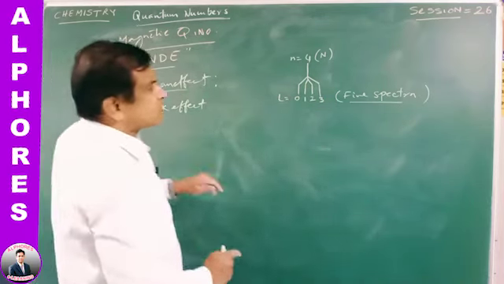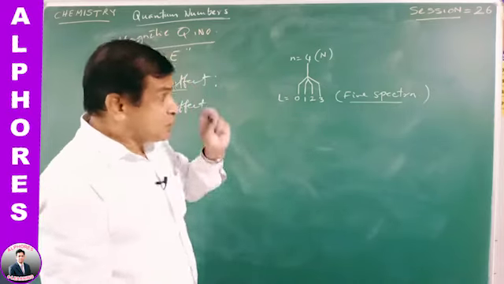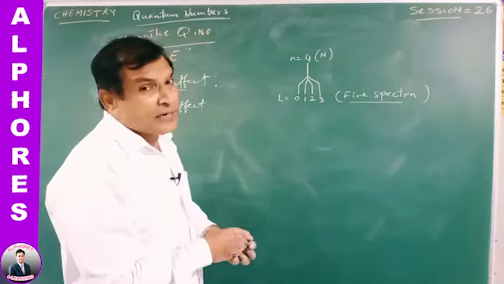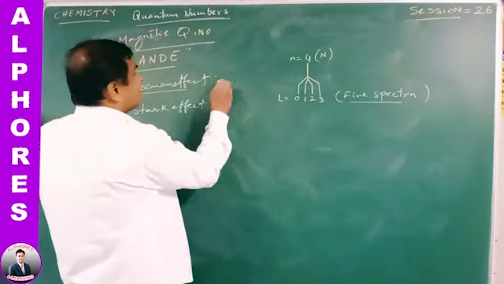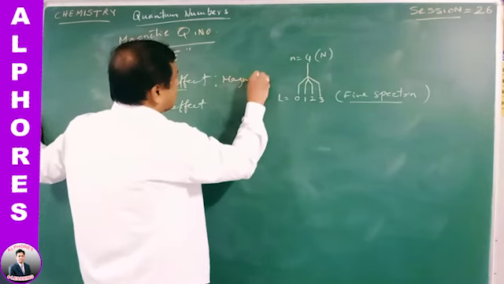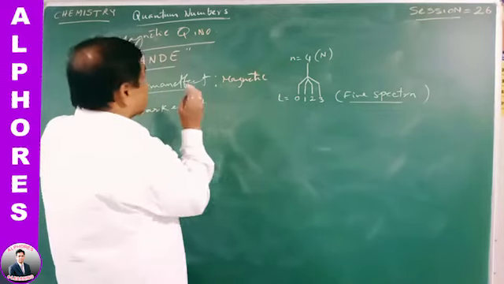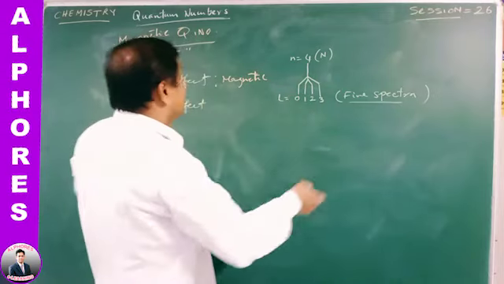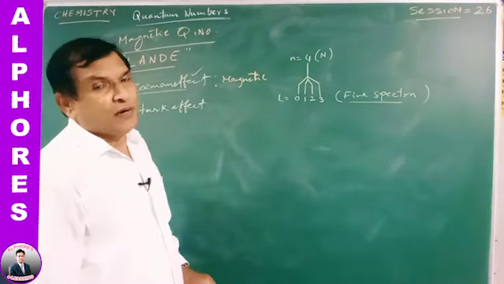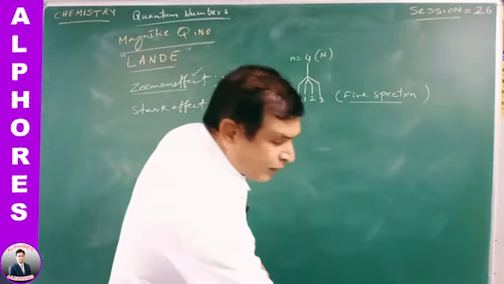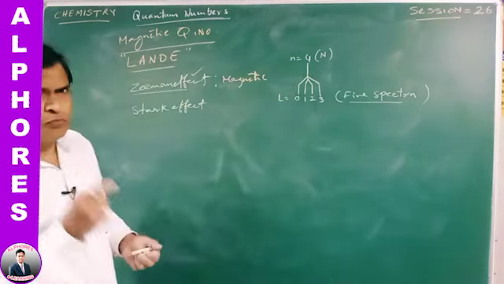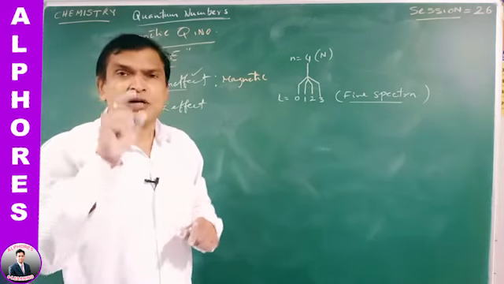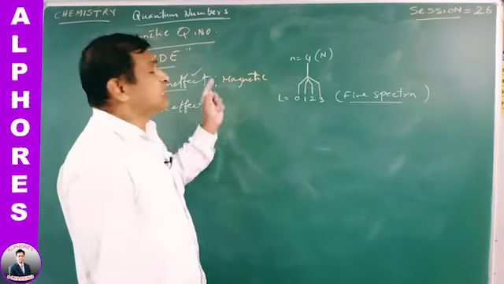Zeeman effect means splitting of fine spectral lines under the influence of a magnetic field. The splitting of fine spectral lines under the influence of a magnetic field, and the spectra obtained in that, is called the Zeeman effect. You got it? What is that Zeeman effect? Once again, splitting of fine spectral lines under the influence of a magnetic field is called the Zeeman effect.